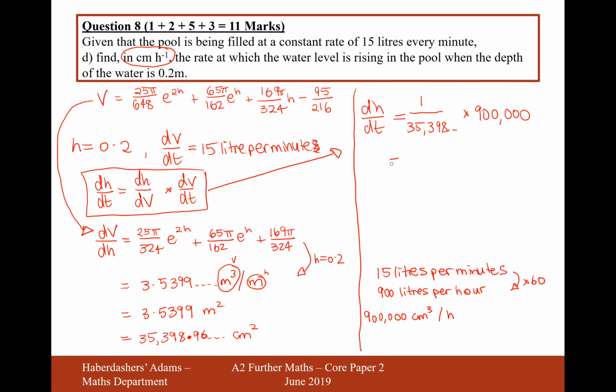Okay, so now the last thing to do will be to divide one by the other. So 900,000 divided by this 35,000, and we get 25.4 centimetres per hour. And there we are, that's the answer for this question. So that's the answer for question 8 in total, a question worth 11 marks in total.